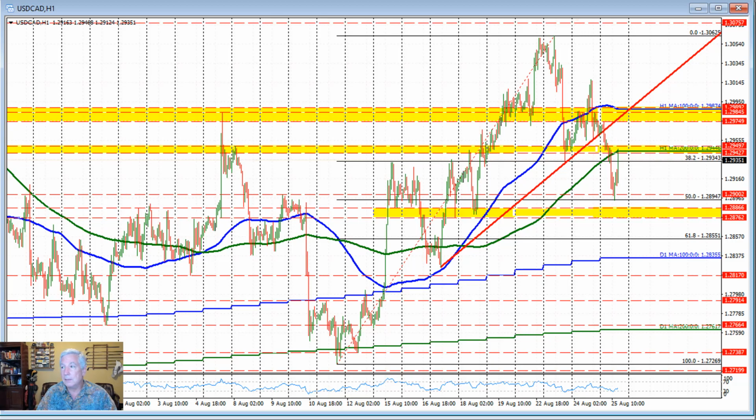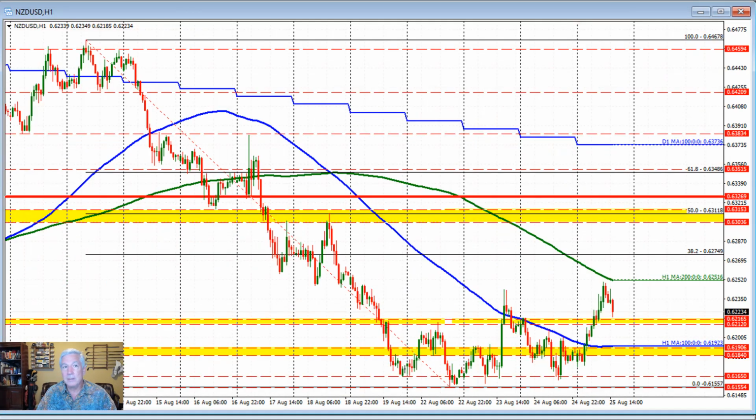And taking a look at the New Zealand dollar, that currency pair moved up through the 100-hour moving average, saw momentum up toward the 200-hour moving average, which is declining. So like the dollar versus yen, which trades between the 100 and 200, so does the New Zealand versus US dollar. Sellers up here kept a lid on that pair.